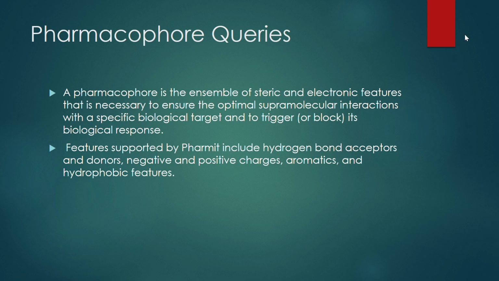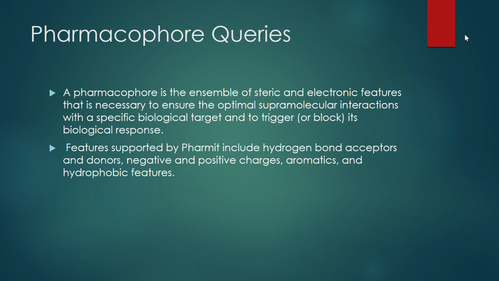A pharmacophore is the symbol of steric and electronic features that are necessary to ensure the optimal supramolecular interaction with a specific biological target and to trigger or block its biological response. A pharmacophore query is basically a combination of steric and electronic features of a molecule. Steric features are the non-bonding interactions, and electronic features are the bonding interactions.